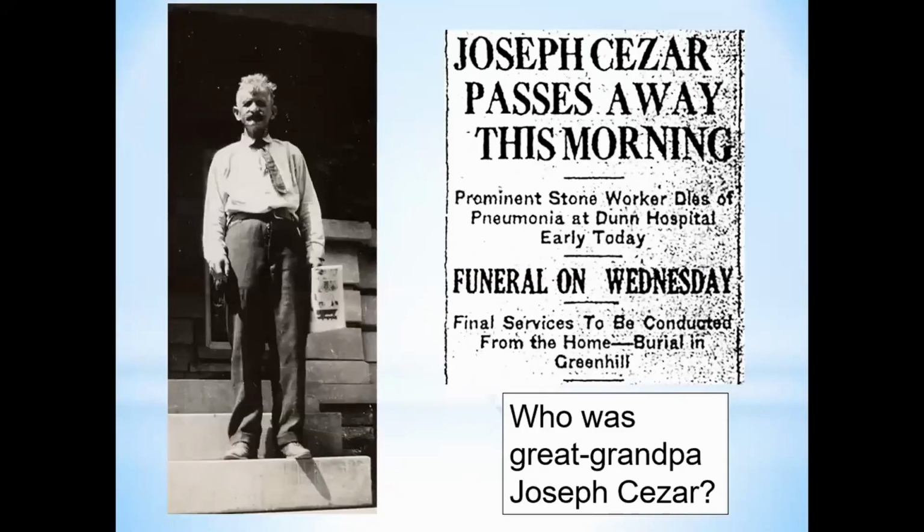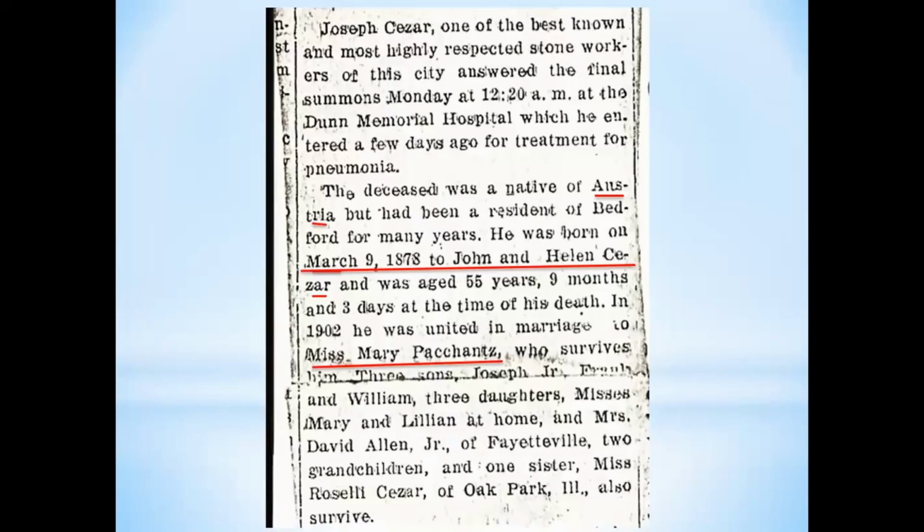And then here's my great-grandfather. His name was Joseph Caesar. And his obituary also gives us a lot of good information: his birth date, his parents' names, and that he was a native of Austria.